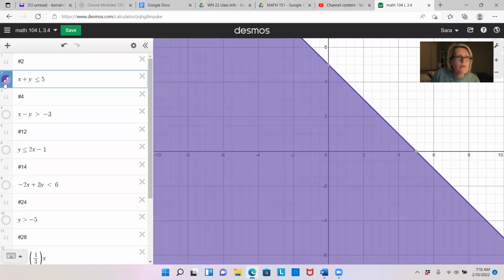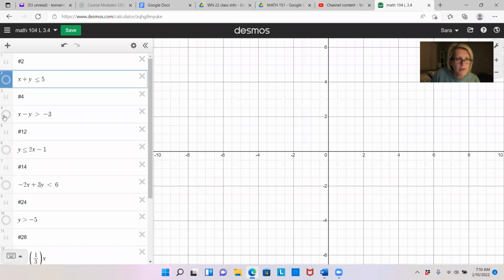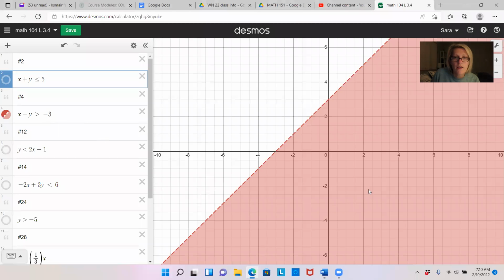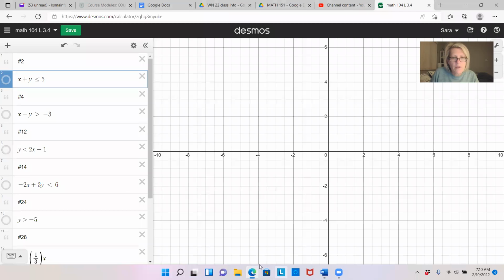So I'm going to turn off my previous graph. Oops, turn that off. And then I'm going to click on the x minus y greater than -3. And you can see that it is shaded below, just like we thought. Okay, let's go to the next problem.